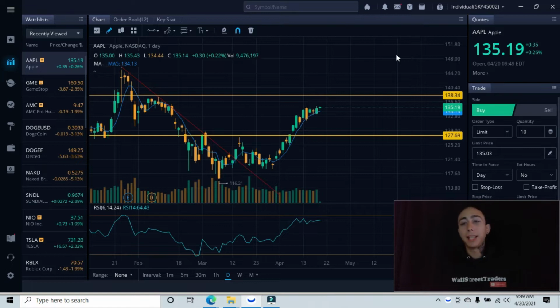Hey guys, next up is Apple, ticker symbol AAPL. We're starting from the daily time frame, the higher time frame, so we can see the trend that we're in. We can find our support and resistance lines, which I have already set for you guys, and I'll explain how I found them in a second.